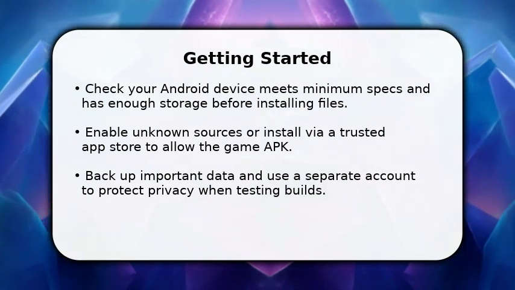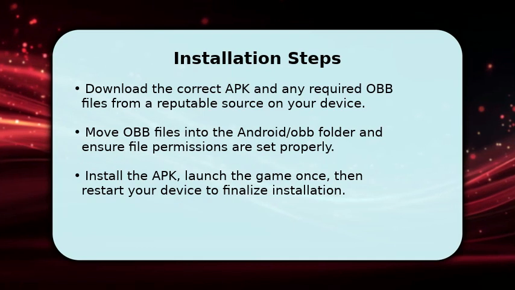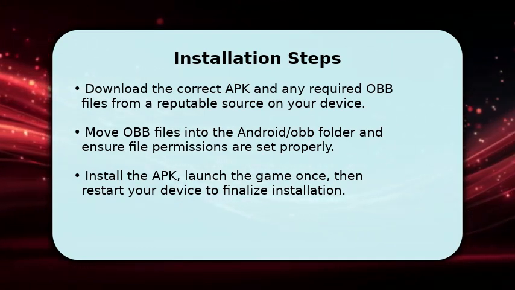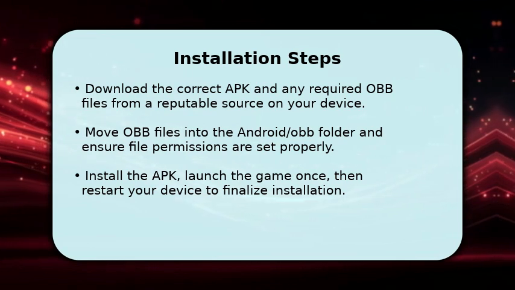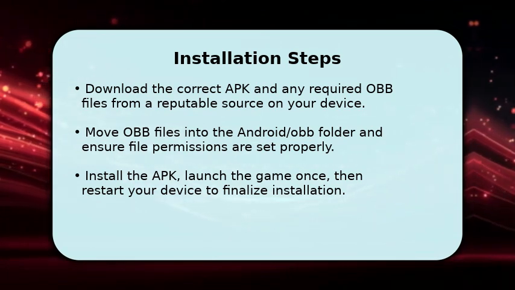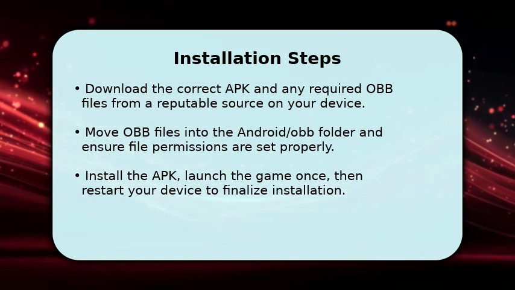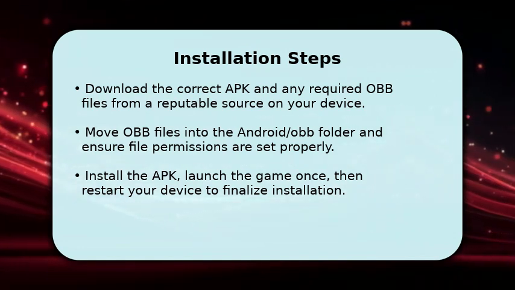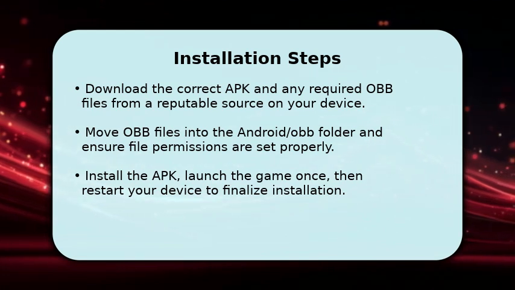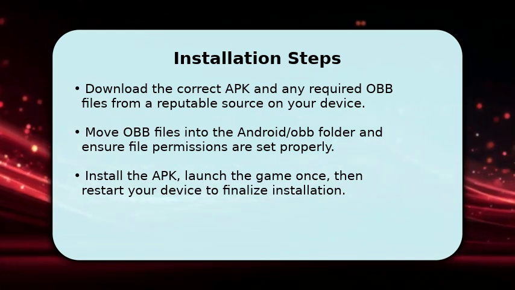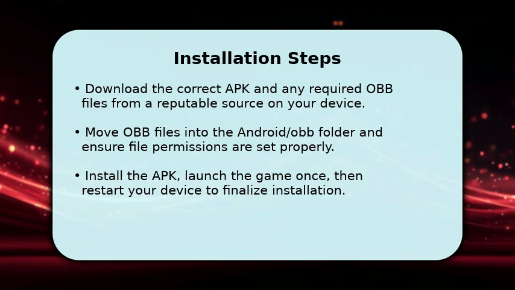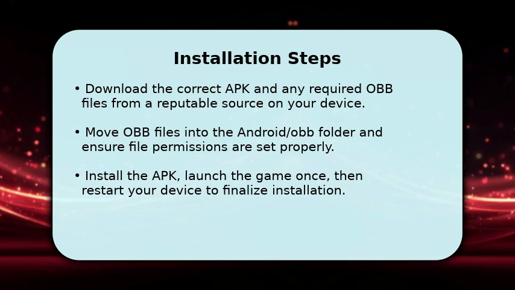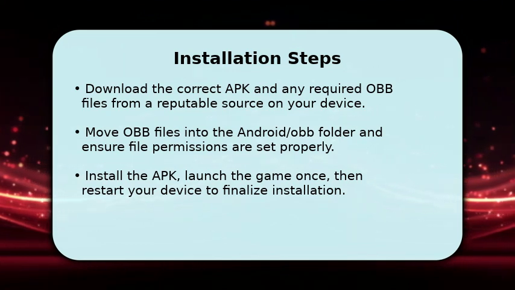during setup and play. Start installation by downloading the proper APK and any OBB expansion files from a reputable source directly on your Android device. Use a file manager to place OBB data into the Android/OBB folder and verify permissions, allow the game to read those files. Install the APK, open the game once to initialize resources, then restart your device to ensure everything loads correctly for smooth play and proper controller or touch mapping.